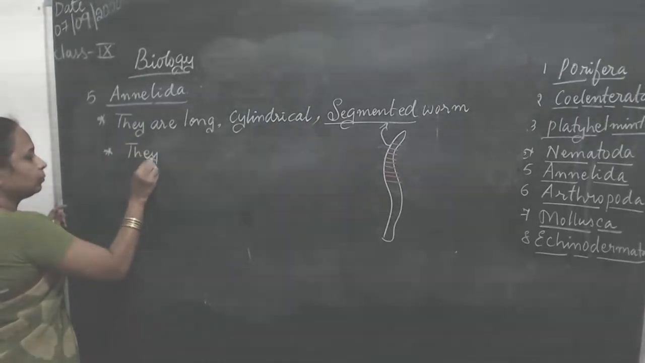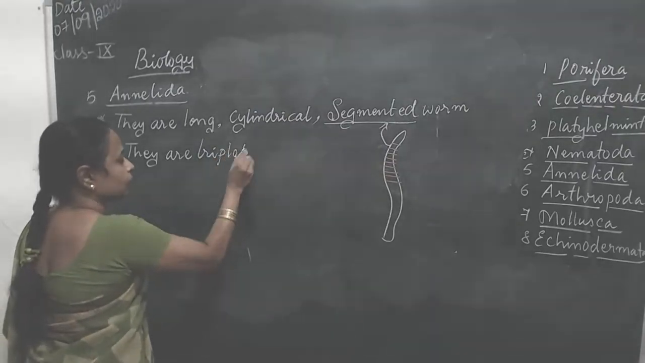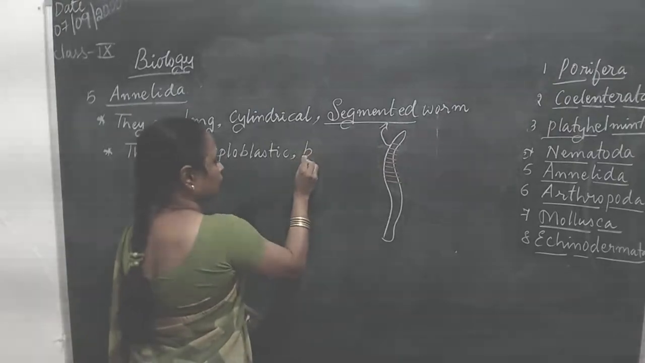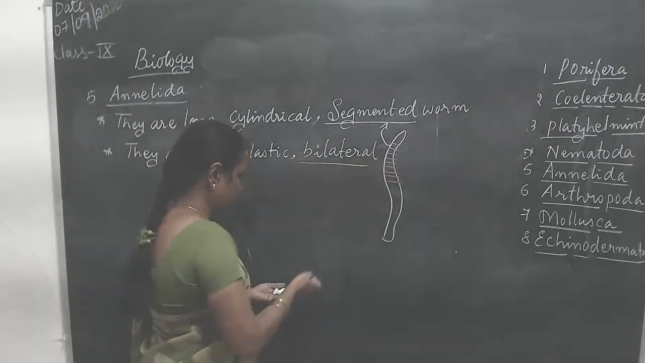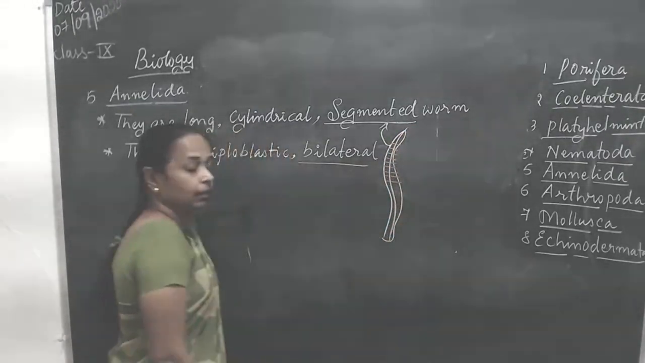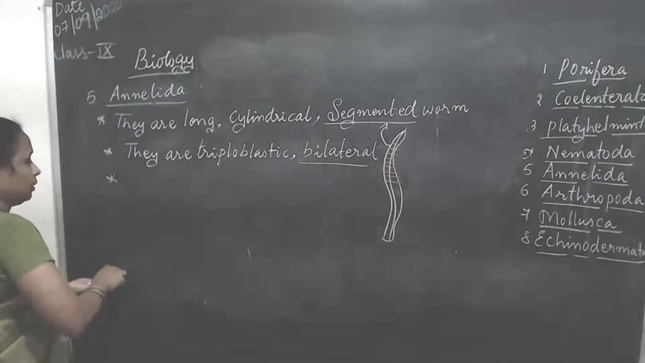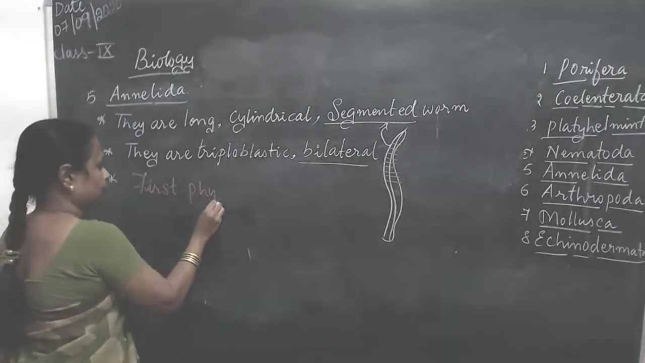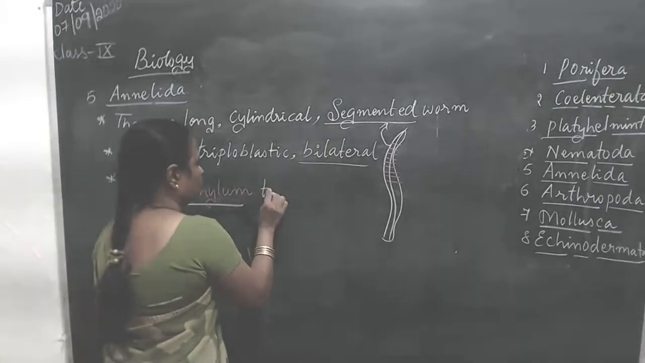They are also triploblastic. Three layers are formed in the body: ectoderm, endoderm and mesoderm. They also belong to the group of bilateral symmetry. That means if I try to divide the organism into two equal halves, I can divide them.